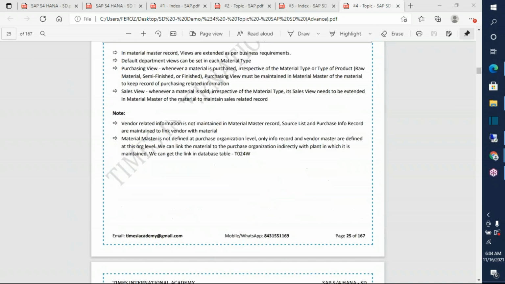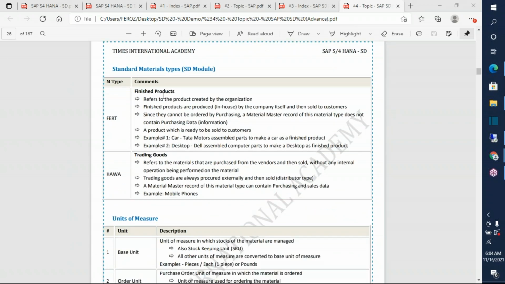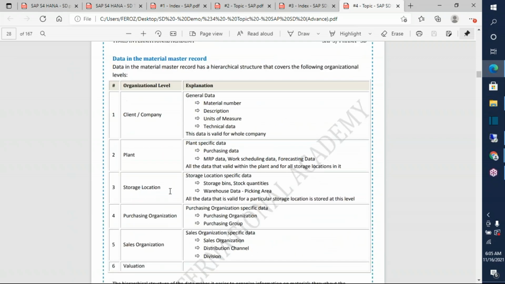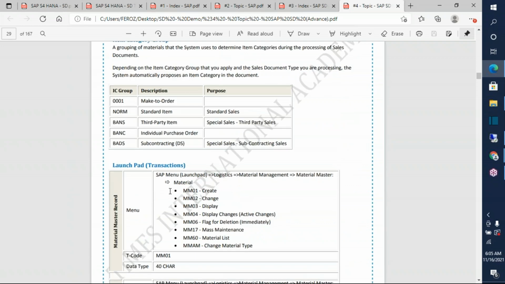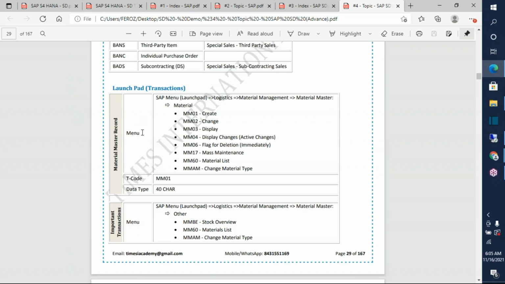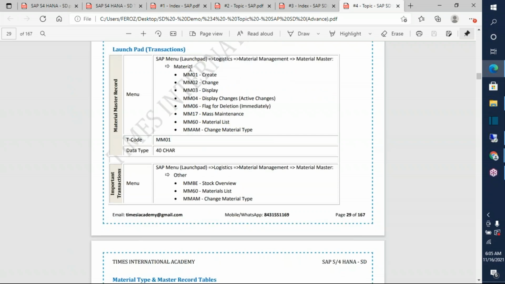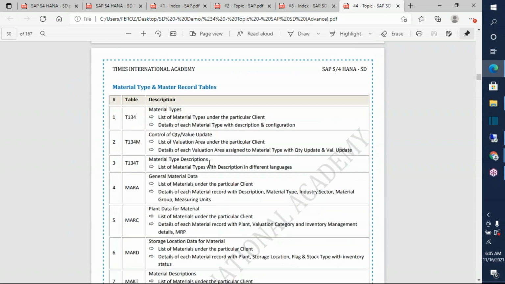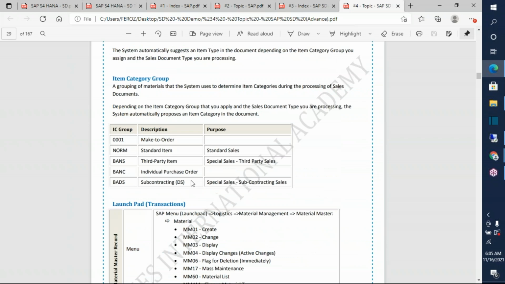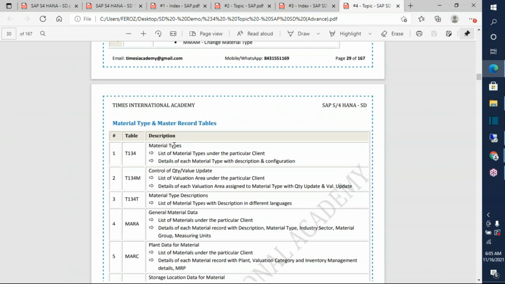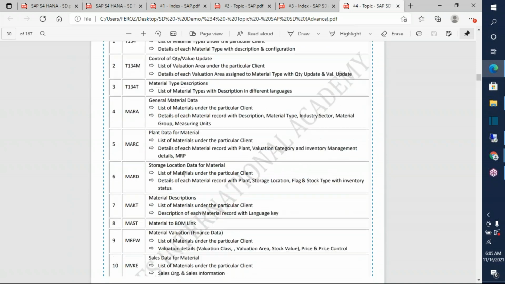There are so many material types in MM, however, we will be discussing in detail finished product and trading goods, because we will be dealing with these two material types from the SD point of view. And if you look at the details, comprehensive information related to each topic, subtopic, and object is provided. For example, material master: what are the commonly used transactions related to material master? Because from the SD point of view, we will not be doing the transactions and configurations related to material master, that is the reason the transactions are not included here. The database tables related to material master, all the information.